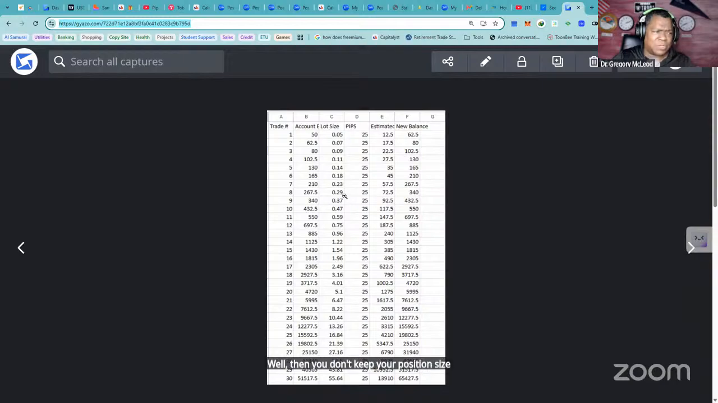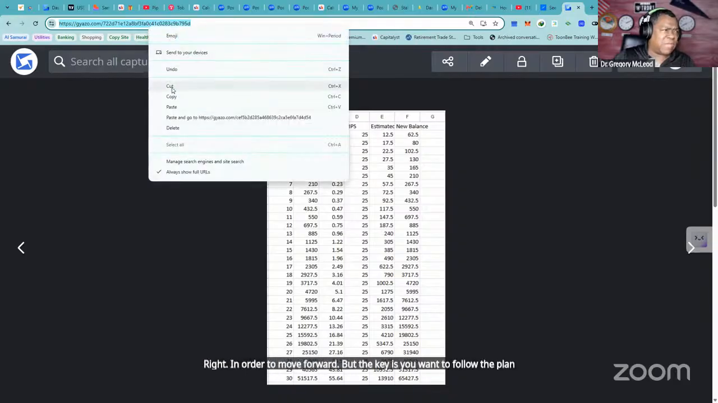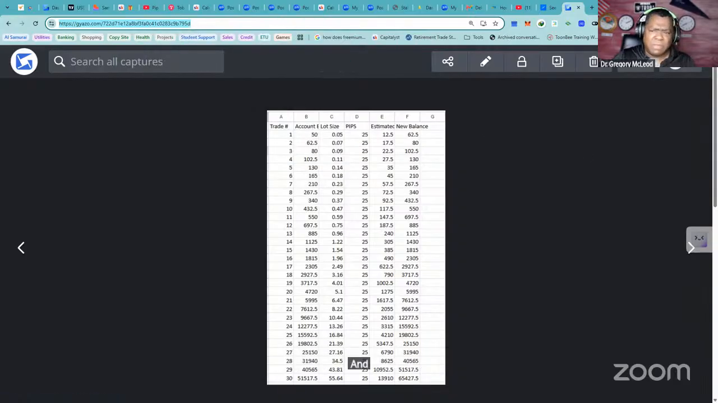You reduce your position size and go backwards, right? You might have to go backwards a couple of steps in order to move forward. But the key is you want to follow the plan as best as you can. And so I'll give you that link as well, so you can print that out and have that on your computer.